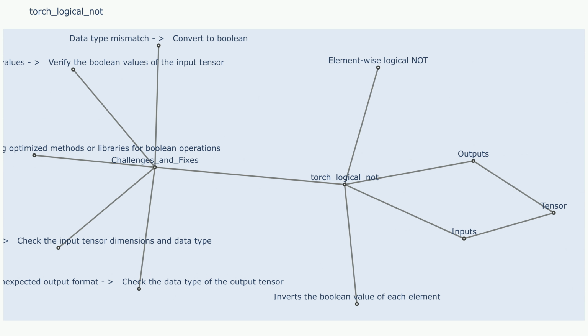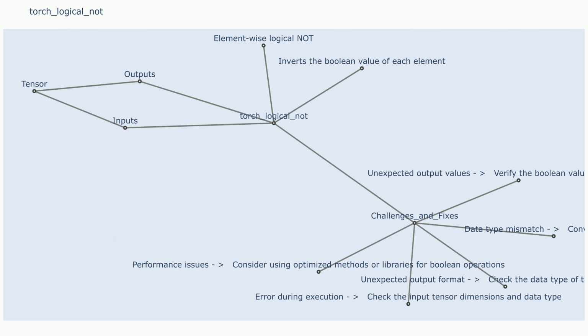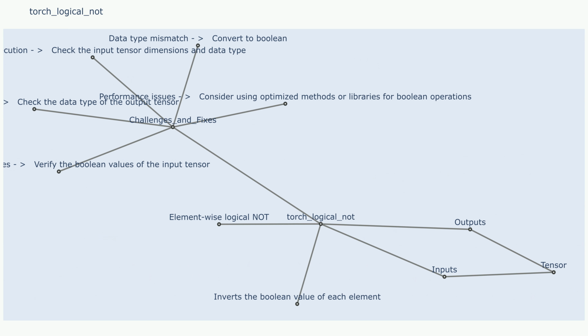Steps. Step 1: the function iterates through each element in the input tensor. Step 2: for each element, it performs the logical not operation. This means that if the element is true (1 or any non-zero value), the corresponding element in the output tensor becomes false (0). Conversely, if the element is false (0), the corresponding element in the output tensor becomes true (1).